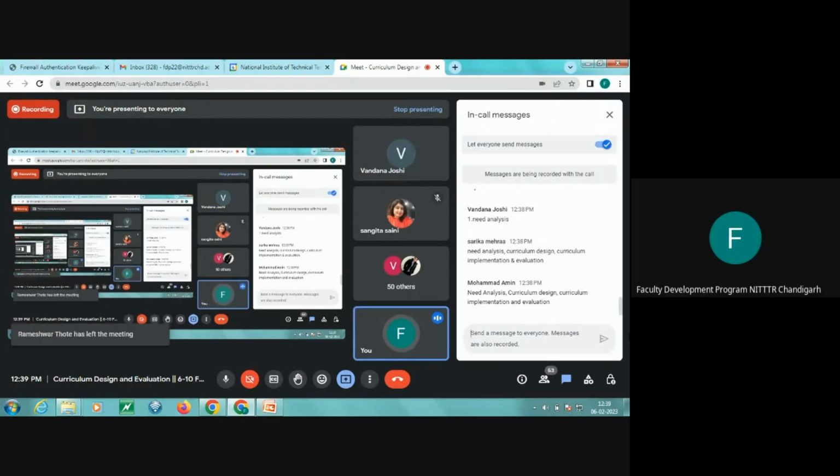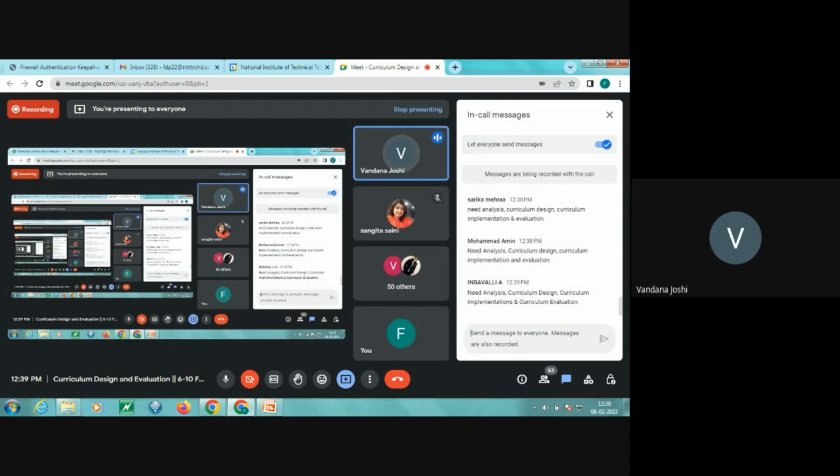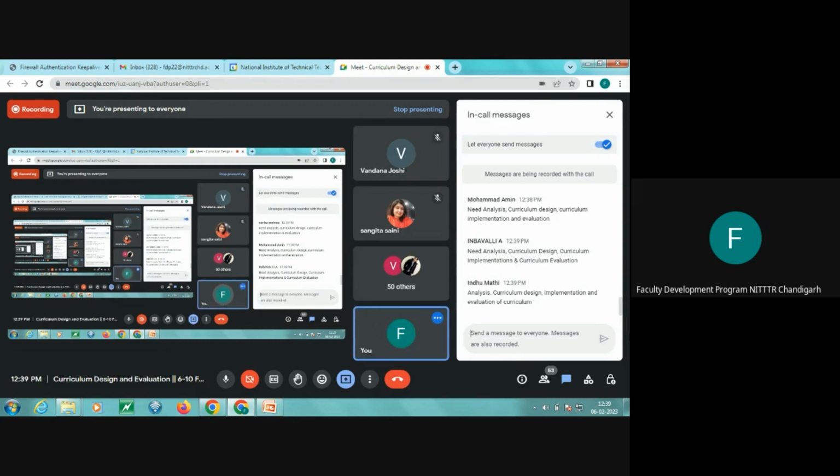Student evaluation is a part of curriculum design. When I am designing the curriculum content, there also I am talking about student evaluation. This is curriculum evaluation. So need analysis, curriculum design. Inba Vilya also great. Muhammad Amin, very good. Indumati, very good. I am very happy. So all the four stages, you know about the four stages.